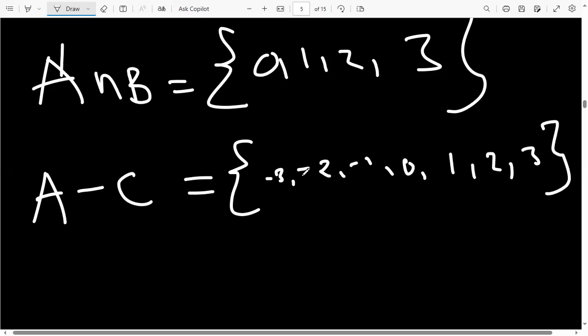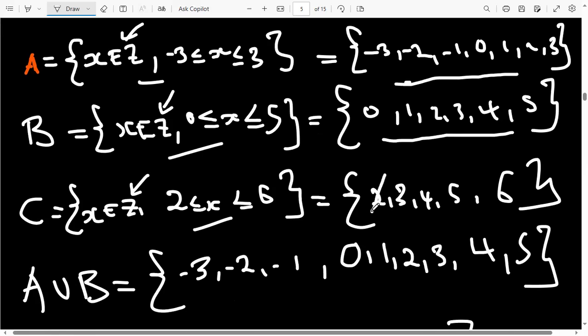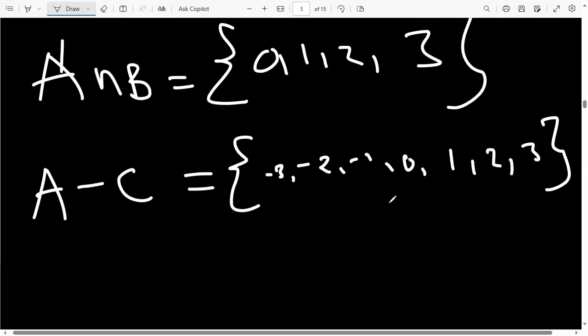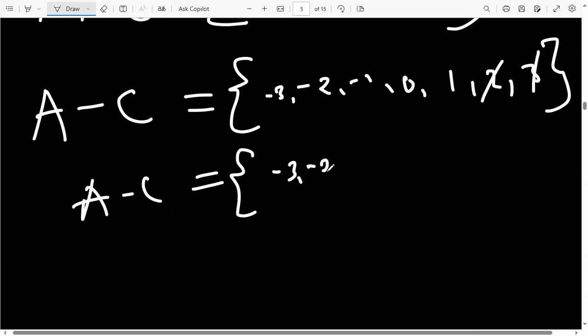After listing all these elements in set A, let's remove all the elements that are in set A but are also in set C. In set C here, I can see a 2 is in set C, and it's also in set A. I can see a 3 that is also in set A. So I'm going to remove these 2 elements from set A to find my set A minus C. From this, I'm going to remove the 2 and the 3.